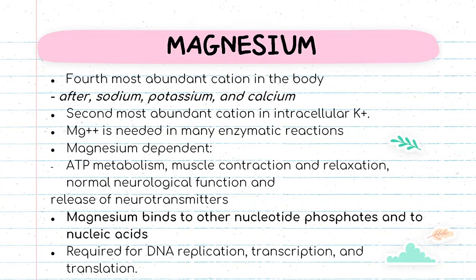Magnesium is the fourth most abundant cation in the body after sodium, potassium, and calcium, and the second most abundant intracellular cation. Magnesium is needed in many enzymatic reactions. Magnesium-dependent processes are ATP metabolism, muscle contraction and relaxation, normal neurological function, and release of neurotransmitters. Magnesium binds to other nucleotide phosphates and to nucleic acids, required for DNA replication, transcription, and translation.